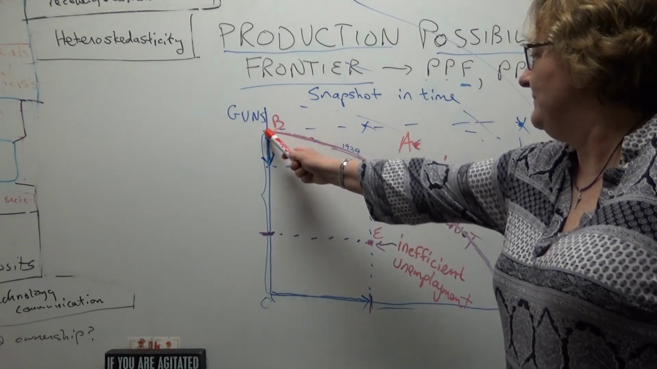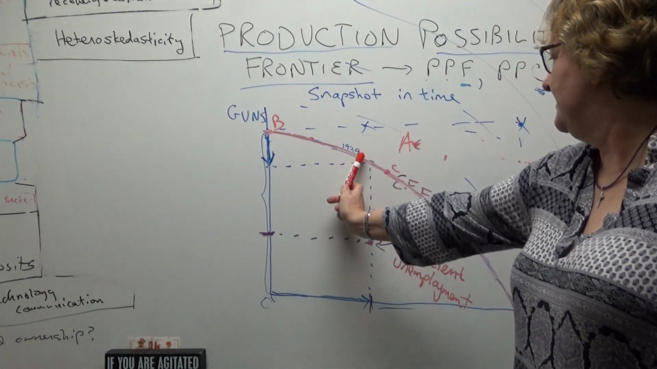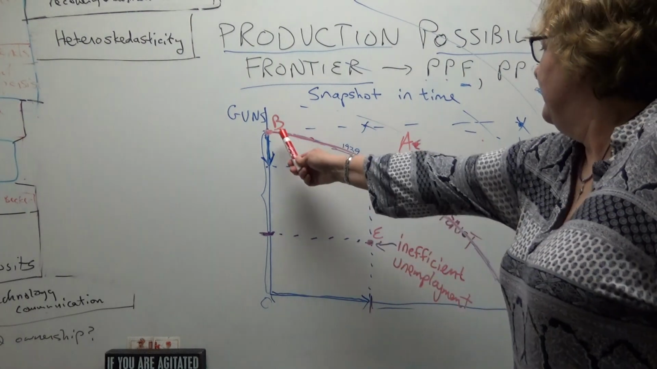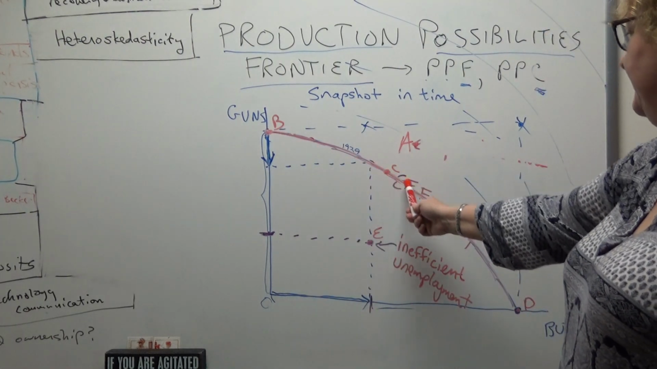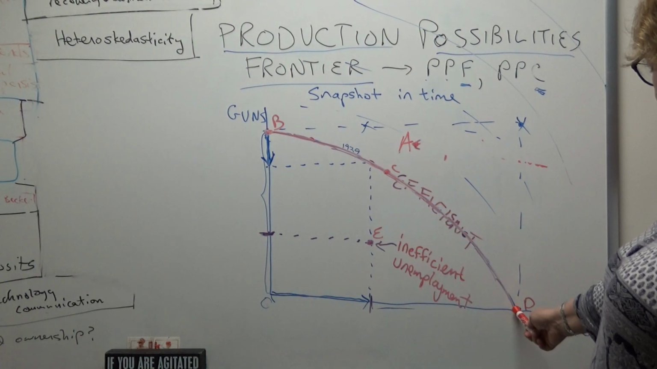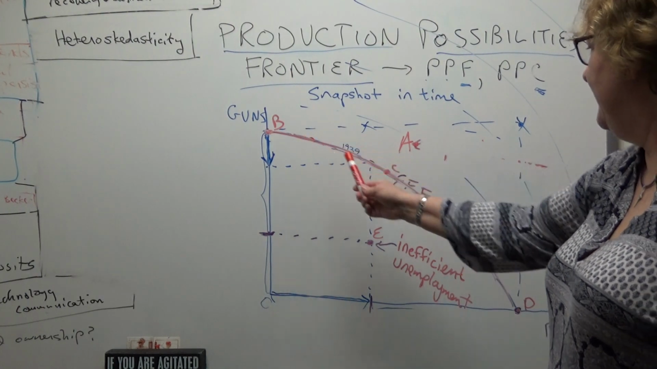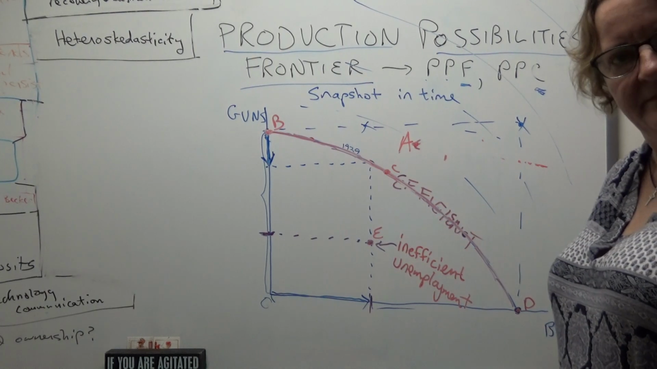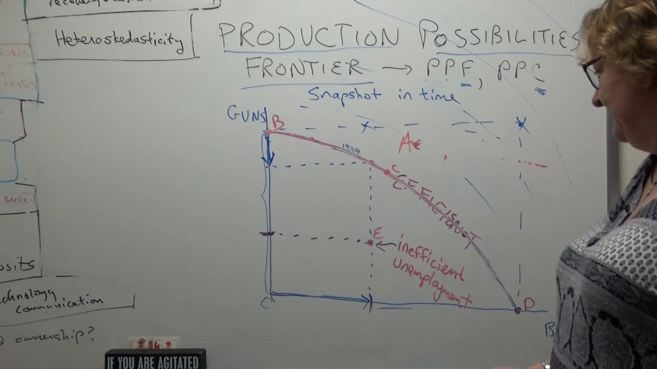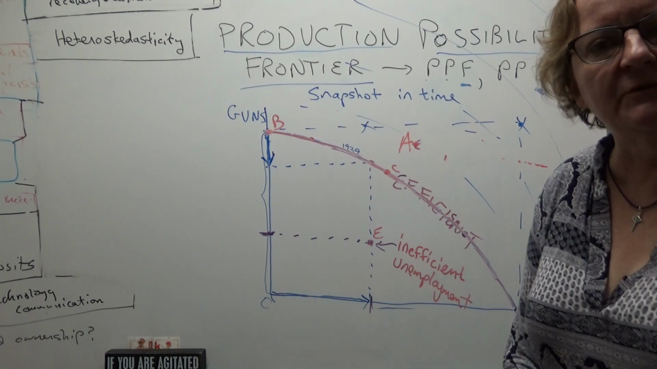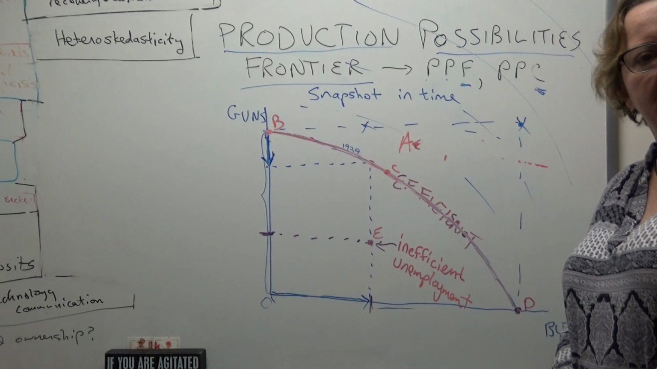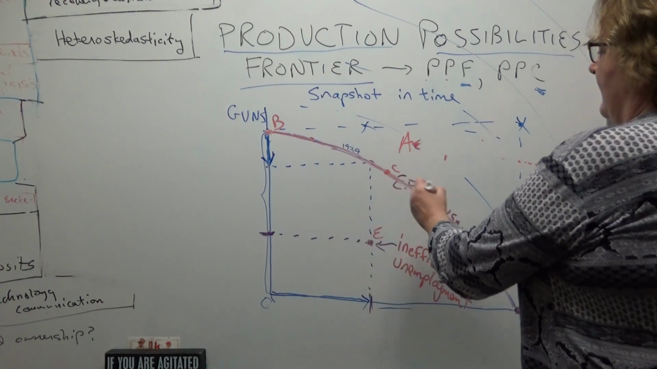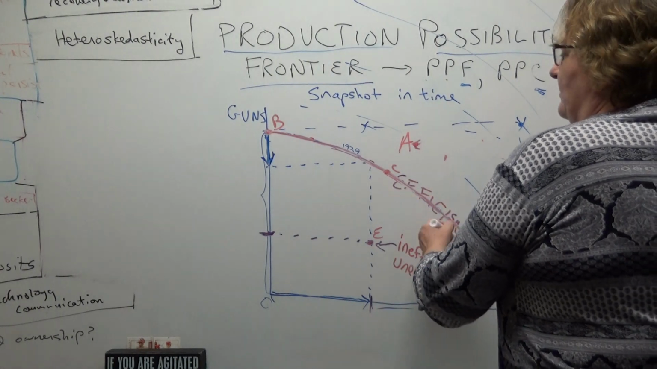What points are efficient? This one is on this corner, one is on the PPC, or see, I said PPC, PPF. This one here is on the PPF, and this one here is on the PPF. So B, C, and D would be efficient. Okay? Which one represents unemployment or is inefficient? E.